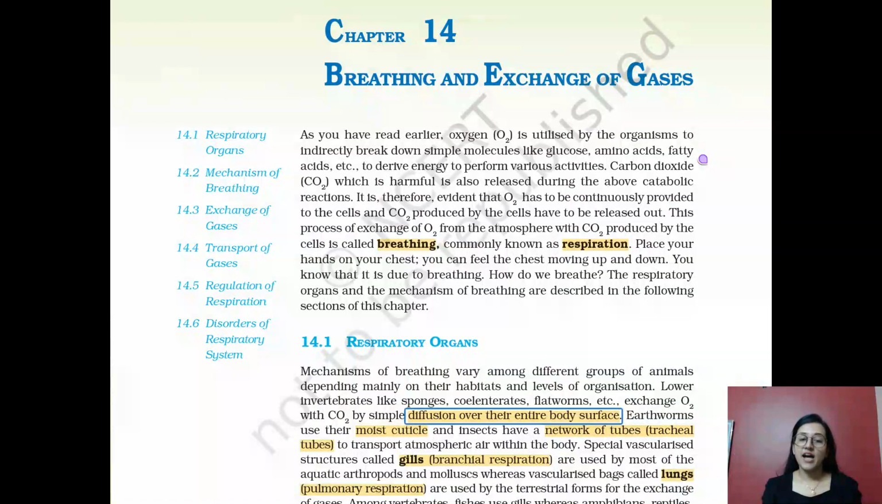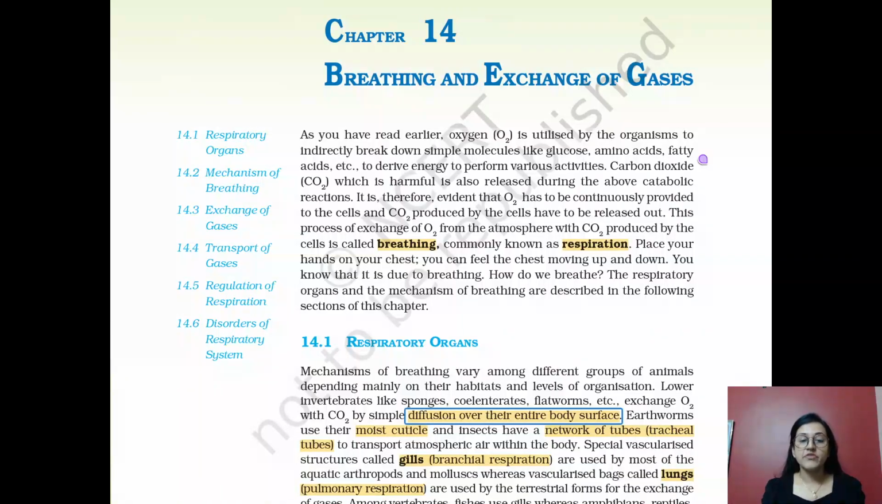As you have read earlier, oxygen is utilized by the organisms to indirectly break down simple molecules like glucose, amino acids and fatty acids, etc. to derive energy to perform various activities. We have learned this in the chapter of cellular respiration. So the oxygen here comes from the breathing, and the glucose, amino acids, fatty acids are the breakdown products of the foods that we intake.